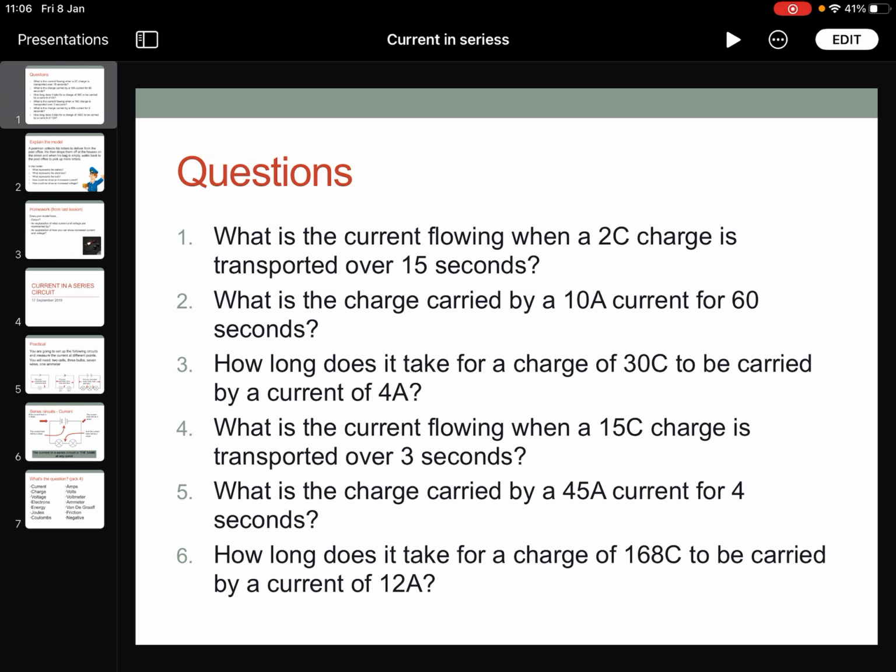So the first thing I would like you to do for me please is pause the video and have a go at these practice questions. They build on the equation we did last time, which was Q equals I times T.